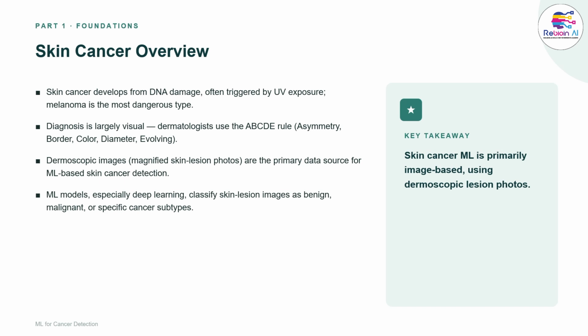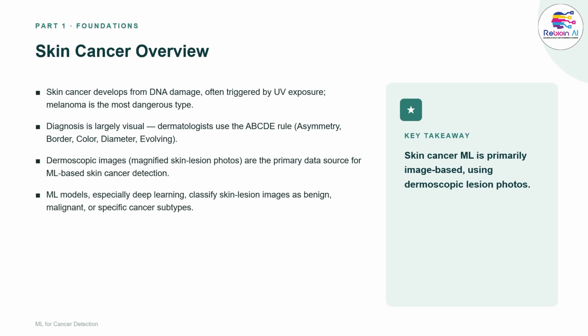That is, it happens when DNA damage, most commonly from UV exposure, causes skin cells to grow abnormally. The most dangerous form is melanoma because it can spread quickly if not caught early.